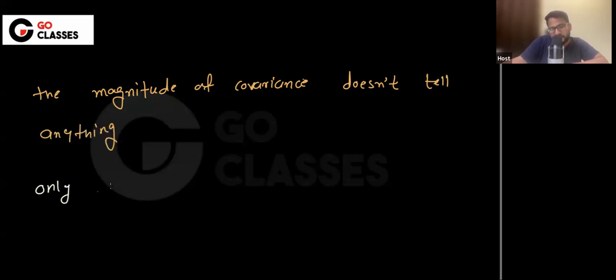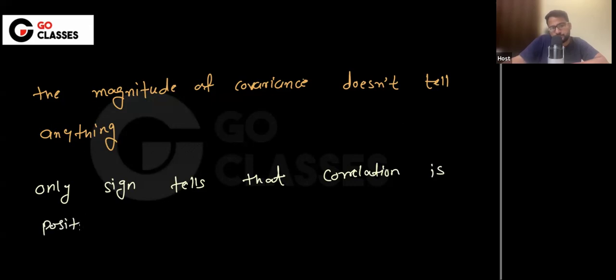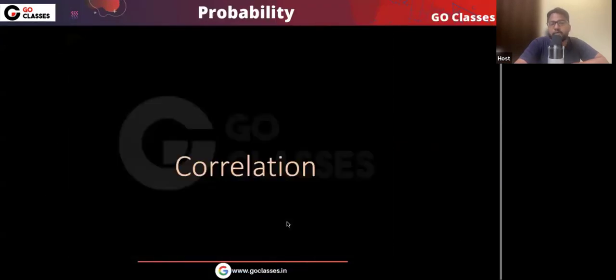Only the sign matters, right? The sign tells that the correlation is positive or negative. So that's why we have something called correlation here, where the value will tell you something. The correlation value will also tell you something.